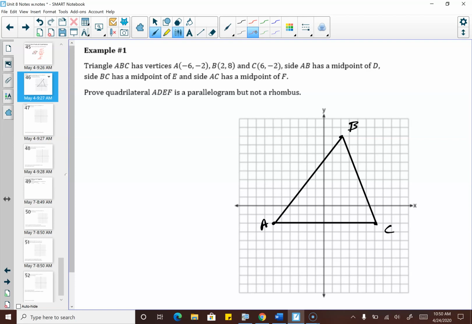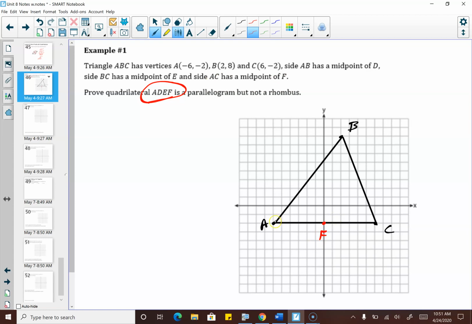Now it talks about how all 3 sides have a midpoint. So before we do anything, if you notice, what they want us to prove, ADEF, involves all 3 of those midpoints. So we need to find them first. The first one I'm going to find is AC, because it's a horizontal line, so that's easiest. 1, 2, 3, 4, 5, 6, 7, 8, 9, 10, 11, 12. So if it's 12 all the way across, we count 1, 2, 3, 4, 5, 6. And the midpoint of AC is going to be point F.